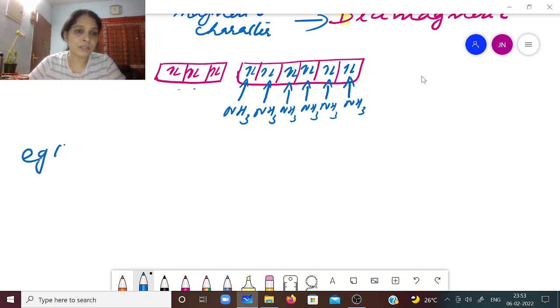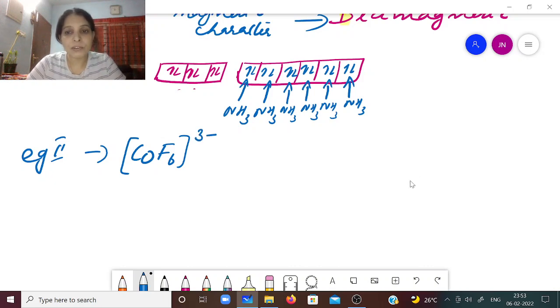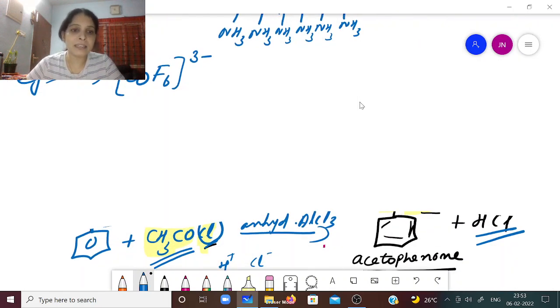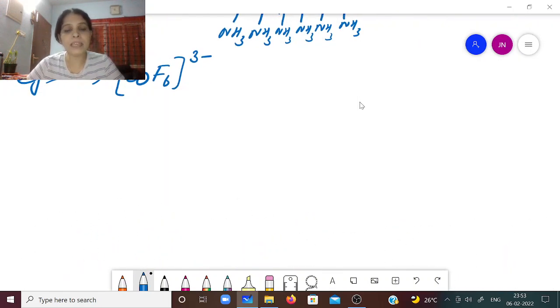Example 2, the coordination compound. Here we will take cobalt F6 3 minus. So as I said, what is our first work in this? What should be done immediately when you get a complex?